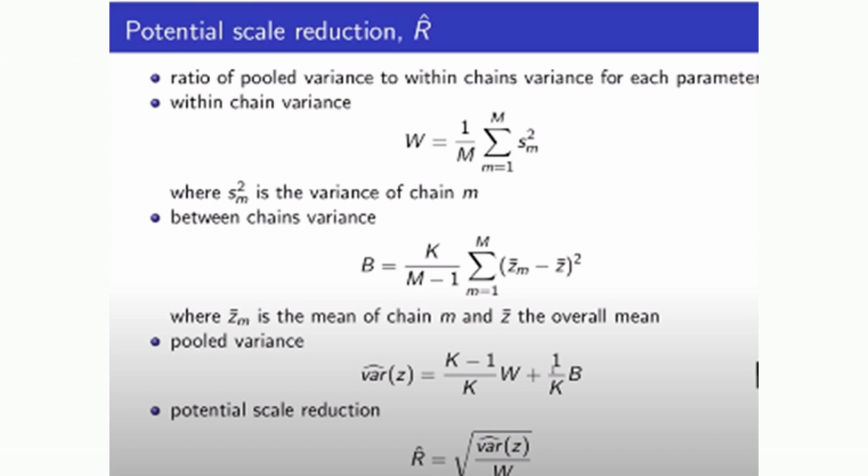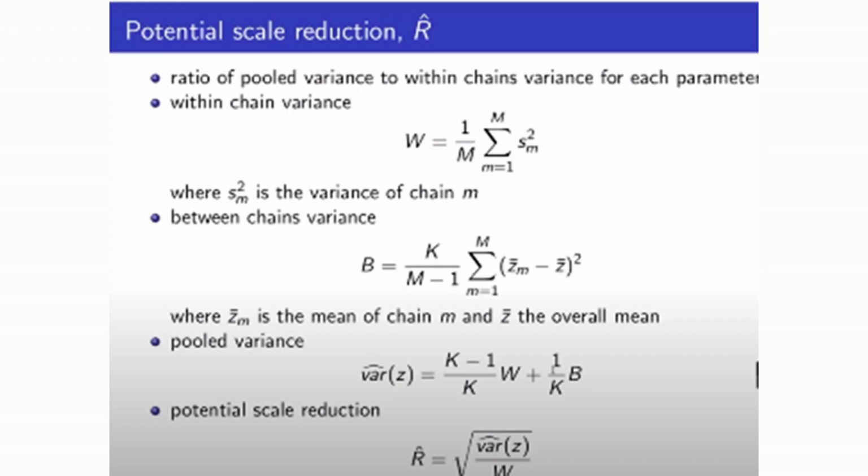If the chains are still strongly affected by their initial points, the variance within each chain will be smaller than the variance between chains. Once the within-chain variance matches the between-chain variance, we can assume the chains have reached stationarity.